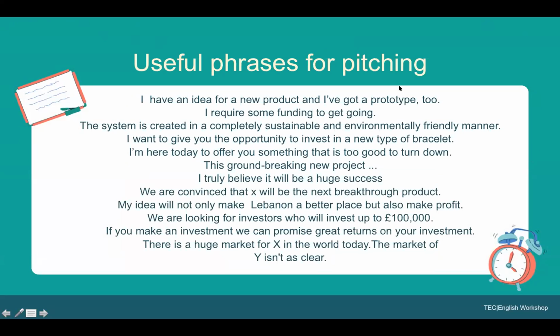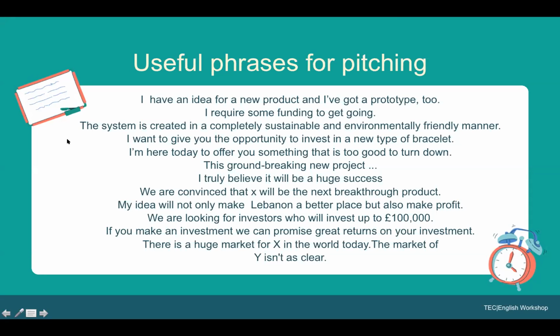So I gathered some sentences about pitching, and these sentences, they can be very useful for us when we're pitching an idea. So for example, I have an idea for a new product and I've got a prototype too, or I have a prototype too. I require some funding to get going. هلا, these terms, I would like you to use them لأنه they're, let's say, not formal, but they're proper terms. So instead of saying, I require some money, it's nice to use, I require some funding to get going or to continue, okay?